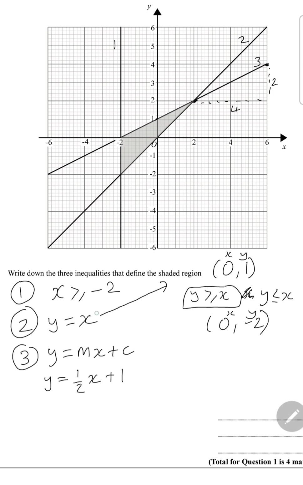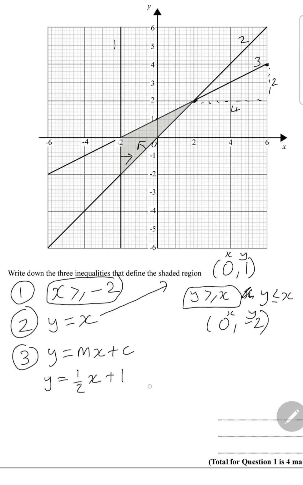So the first one was x has to be greater than or the same as -2, so that's this way, so to the right, and then y has to be greater than or the same as x, so that was line 2, which is that one. So it needs to be this way rather than on the other side of that line.